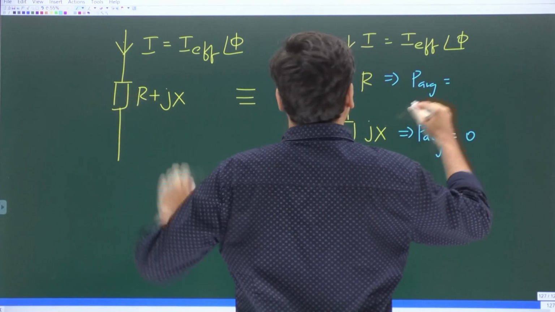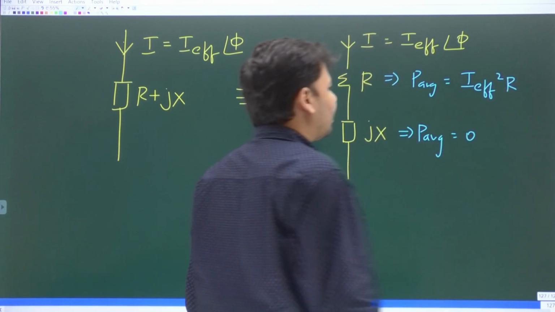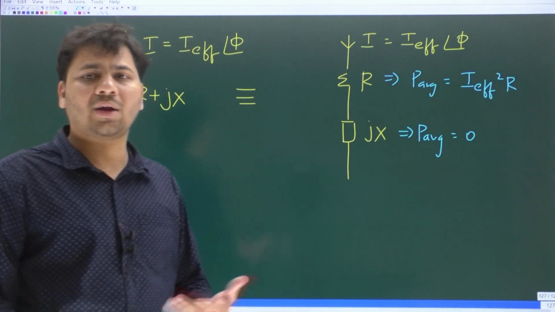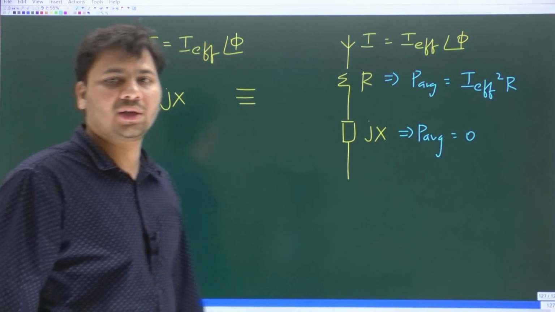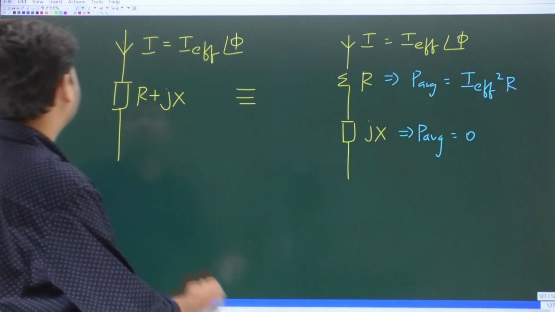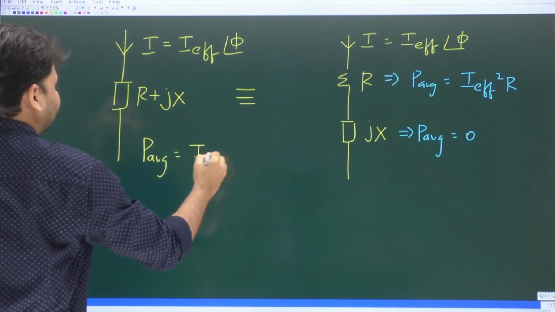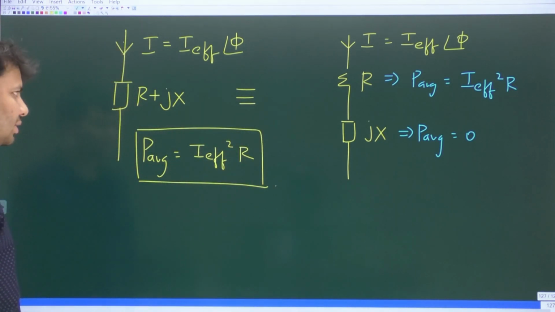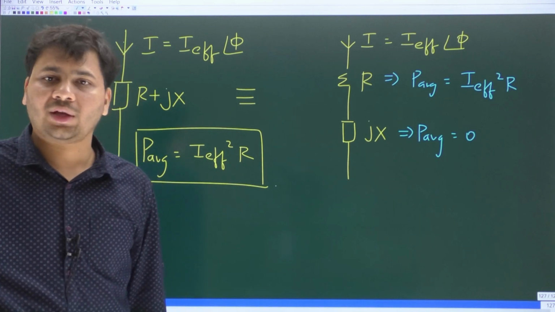So for the resistive part of the impedance, the average power absorbed is I effective squared into R. But for the reactive part of the impedance, the average power absorbed or supplied, both are going to be 0. So what is the total average power absorbed by this element? I effective squared into R plus 0. Yes, that's all. So P average is I effective squared times the resistance. It is always the resistive part of the impedance that will contribute to average power absorption.